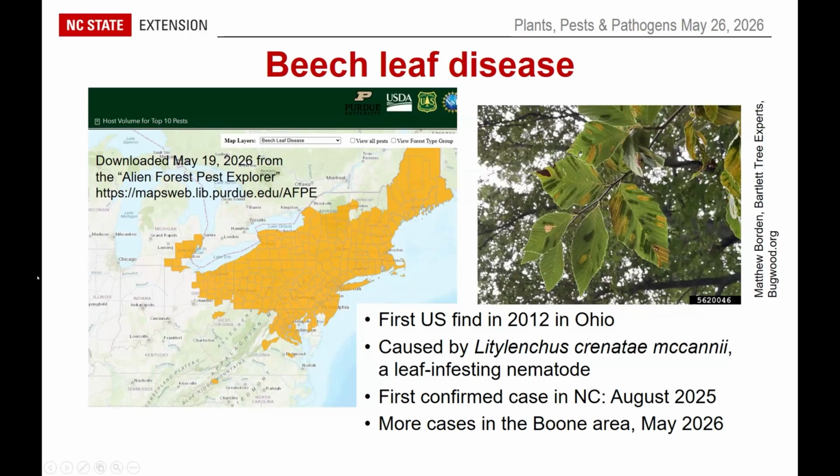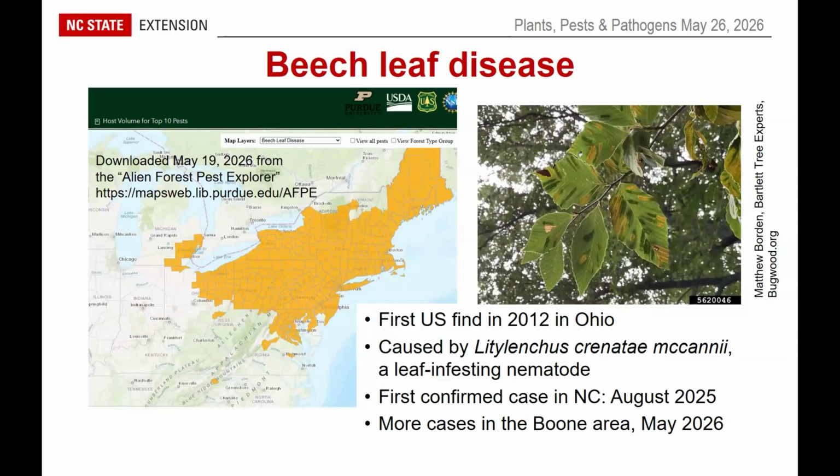I wanted to include also a be-on-the-lookout that I haven't mentioned before, in part because it really wasn't quite at our doorstep yet, but then suddenly it was in the house. And that is beech leaf disease. This was first found in the US in 2012 in Ohio, caused by, of all things, a leaf-infesting nematode called Litylenchus crenatae mccannii. In North Carolina, it's a very interesting story we don't have time to go into, but the first case was confirmed in August 2025 in the Boone area, and more cases were found actually this month in that same area.